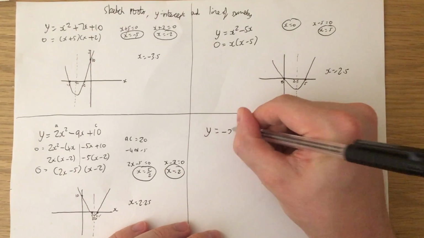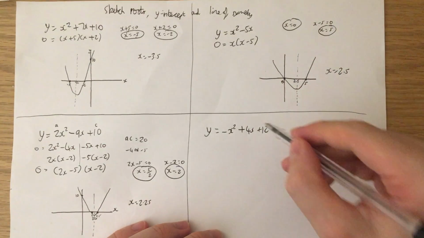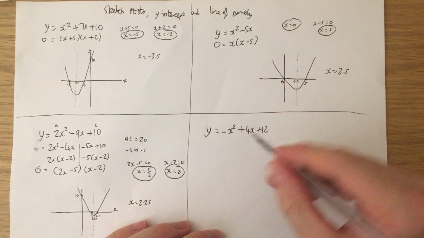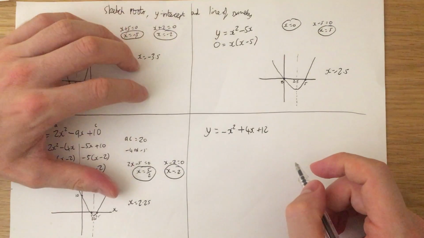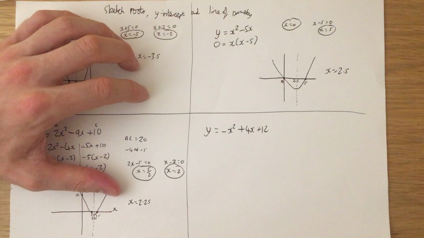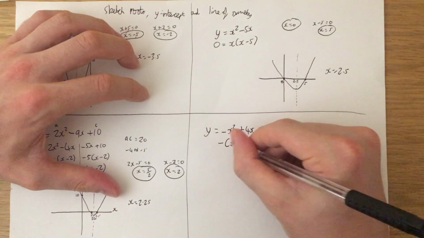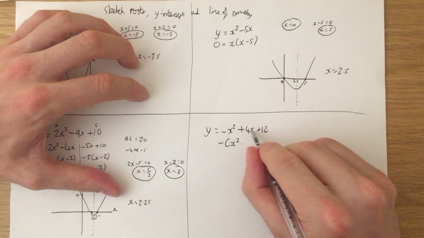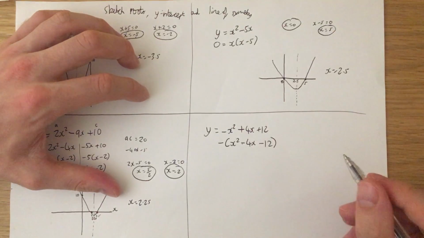y equals minus x squared plus 4x plus 12. Right, this one is a bit more complicated because it's got a negative x squared. We're not normally used to that. So what we're going to do first is factorise out the negative x squared and then deal with it after. So I've got minus x squared, and because I factorised that out, that now becomes minus 4x, and that now becomes minus 12. Okay?